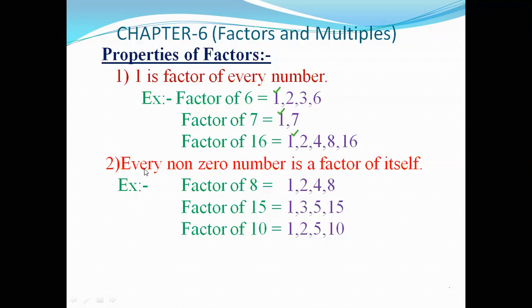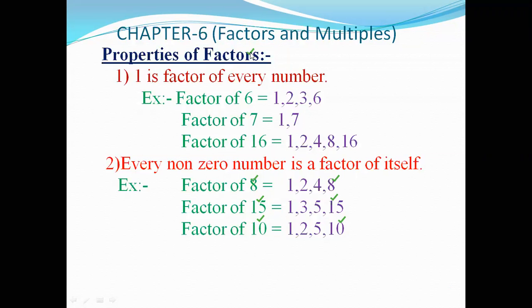Now, the second property: every non-zero number is a factor of itself. According to this rule, here is 8 and here is also 8. Here is 15 and here is also 15. And 10 is also there. It means a number is a factor of itself.